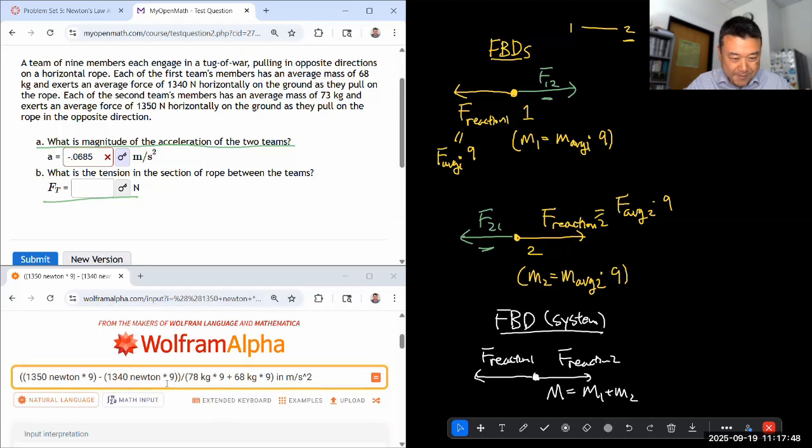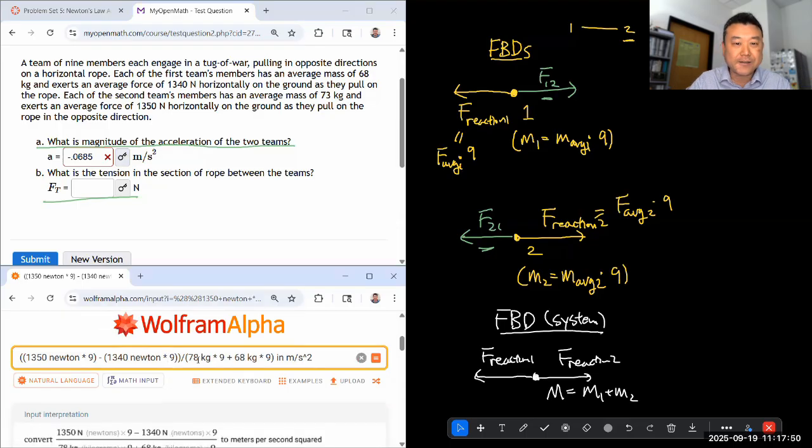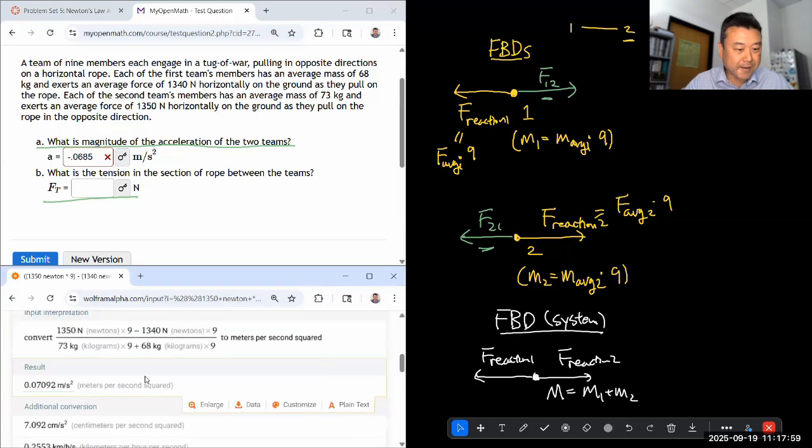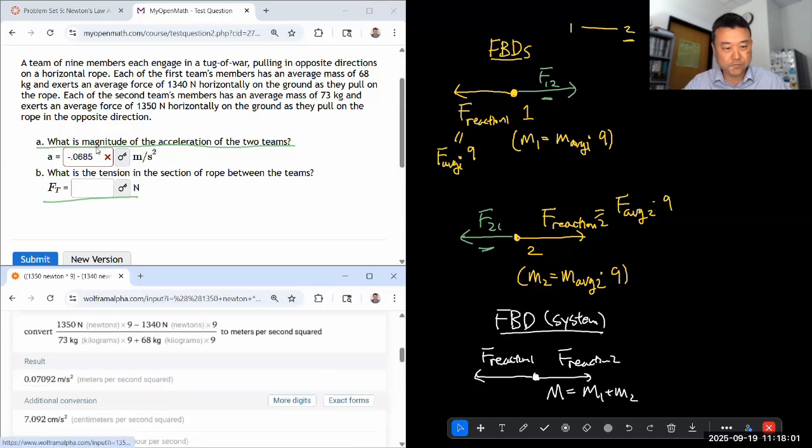I spotted my mistake, which is here. I put in 78 kilograms when it should have been 73 kilograms. So with that, I should have the correct number. With that, I get 0.7092, so 0.709 meter per second squared. Now that should be right.